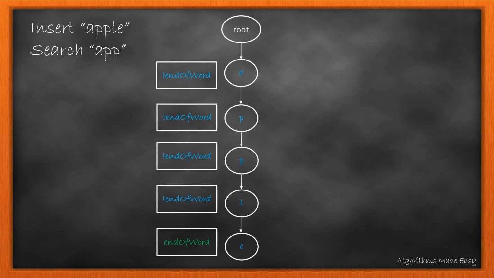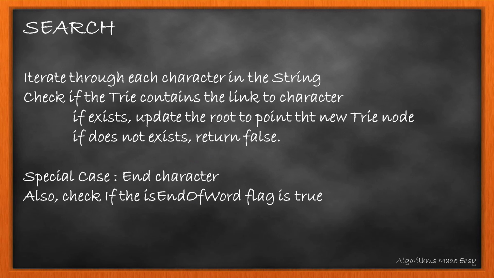We will now try searching the word app in our trie. Before moving forward, let's go through the algorithm. We will iterate through the string and for each character we will check if the character is present in the trie. If not, we simply return false. If yes, we update the current node to point to the new node. We perform this for all the characters except the end character. For the end character, we also check if the boolean flag indicating the end of word is true.